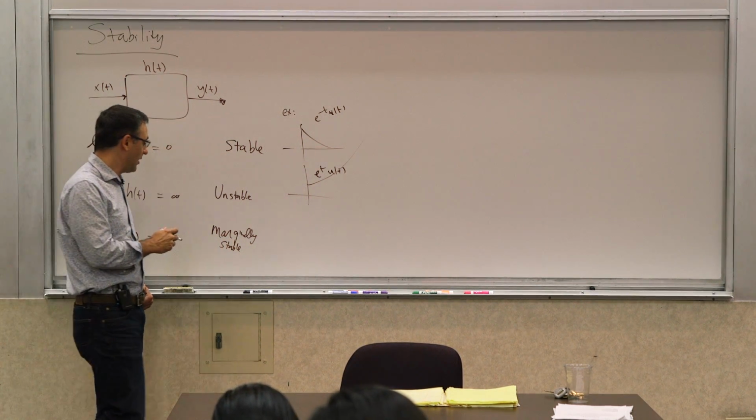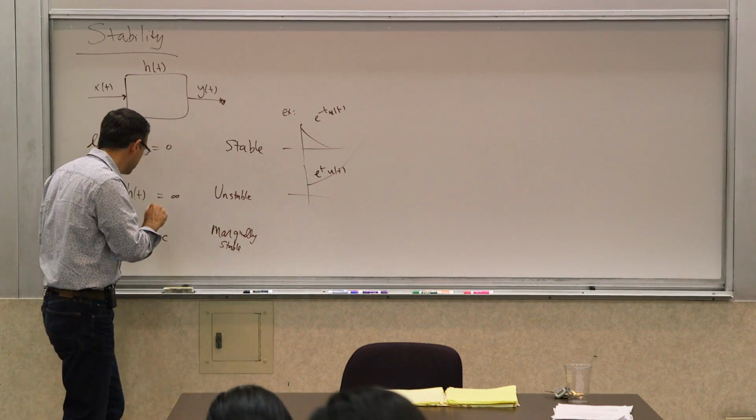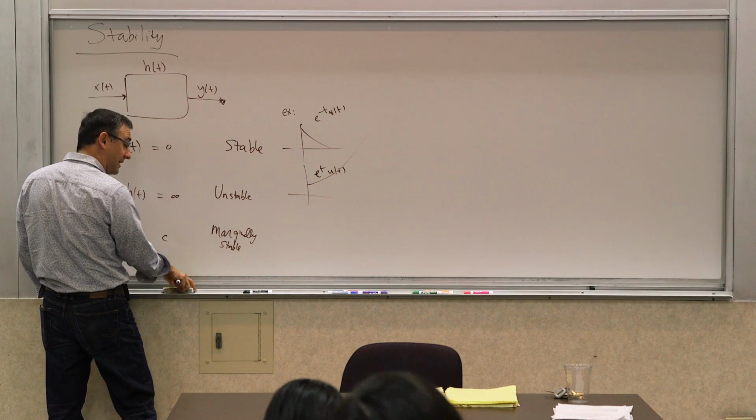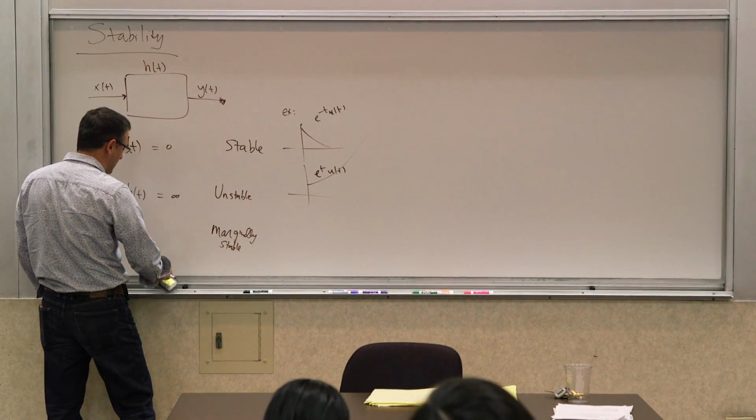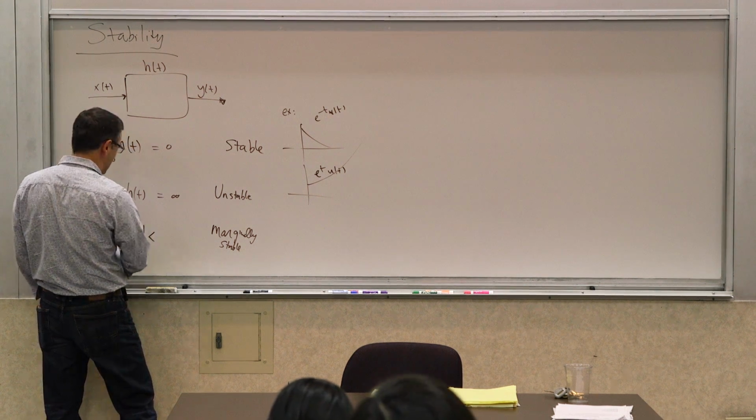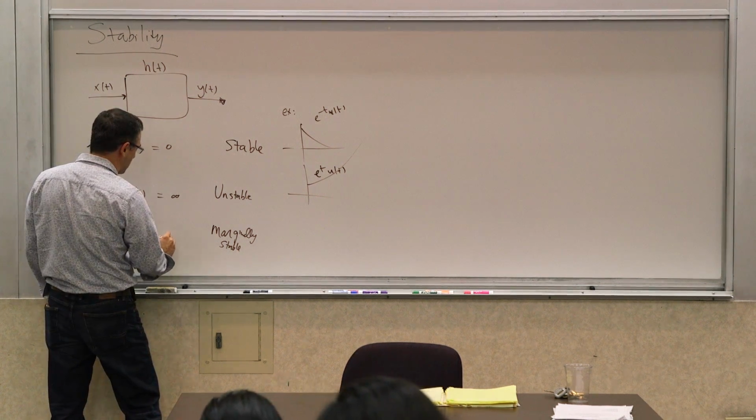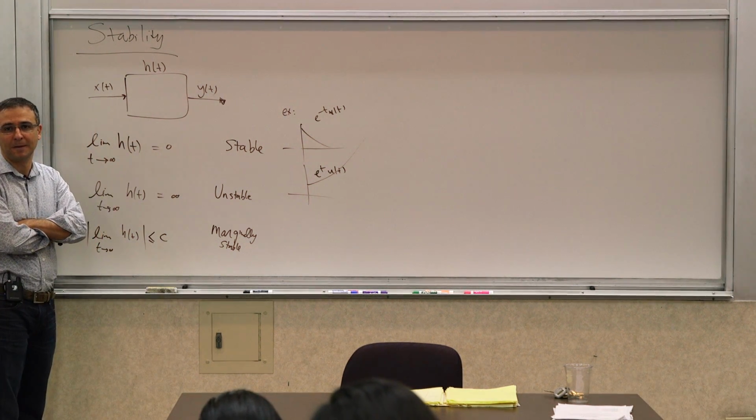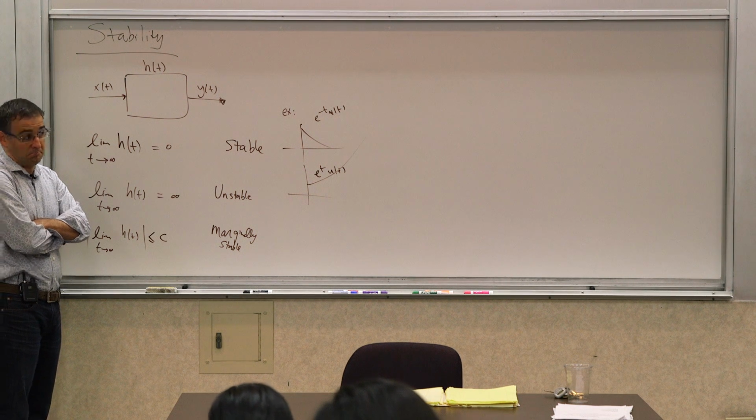Can you give me an example of this? Or actually, if you want to make it even more accurate, you need to say the absolute value of this limit is smaller than or equal to some c. It's bounded to some value.